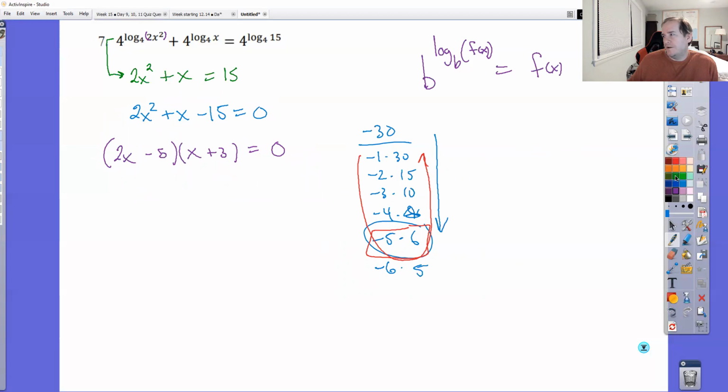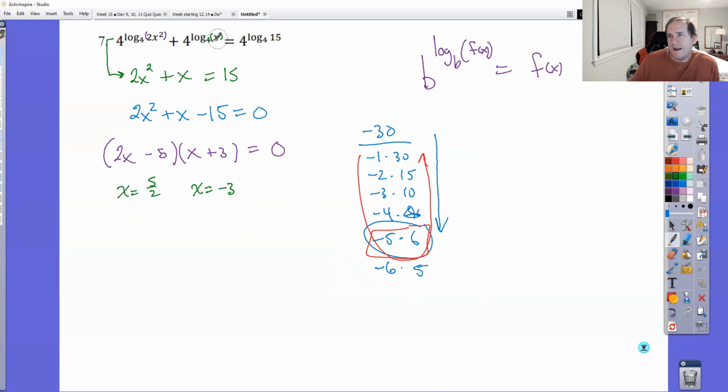I shouldn't have said we're done. We're not done. We're done with factoring. But what are my solutions? Well, this factor gives me a 0 at 5 halves. This factor gives me a 0 at negative 3. Anybody extraneous? Let's find out. This negative 3 looks suspect. It is, because it fails here, of course, immediately.